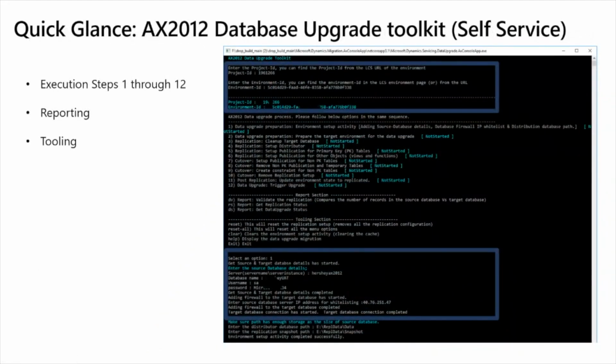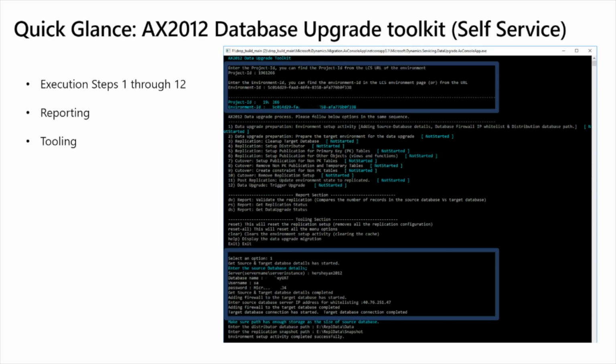Just a quick glance of how this toolkit looks. This toolkit is divided into three sections. One is execution steps. You will notice there are steps from 1 to 12 that you need to execute for replication and data upgrade perspective. We will talk about all these steps in detail in the demo.